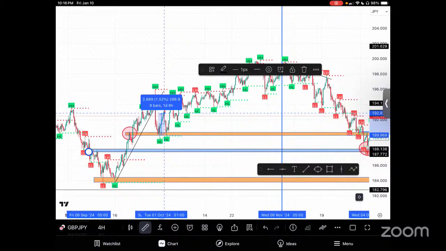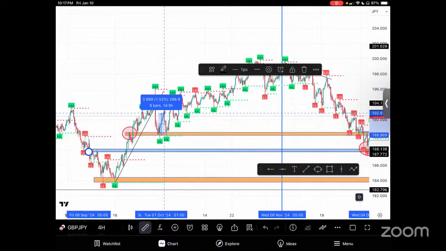Was it a buying opportunity or a selling opportunity? It's kind of a trick question, but what opportunity did we have? Buying opportunity or selling opportunity? Buy. Why? Because we're in a bullish market, right? So that means we're waiting for what?